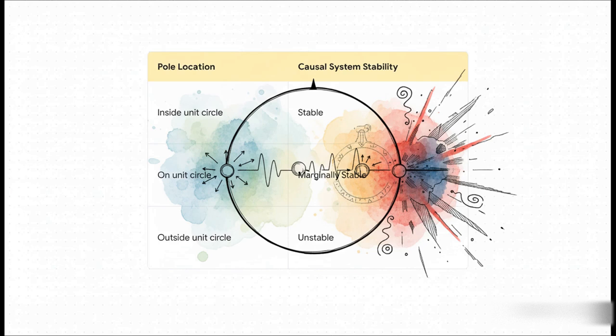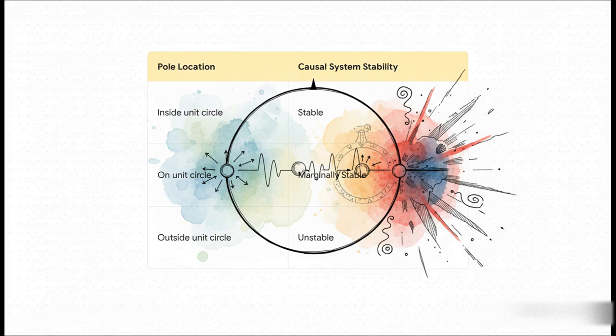For a causal system, if all of its poles, all those x's, are inside the unit circle on our map, the system is stable, period. If you find a pole sitting right on the circle, it's what we call marginally stable. It's teetering on the edge. But if even one single pole is outside that unit circle, the system is unstable. It's going to blow up.